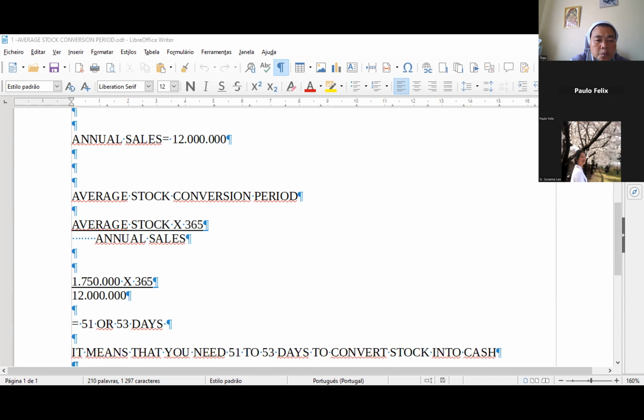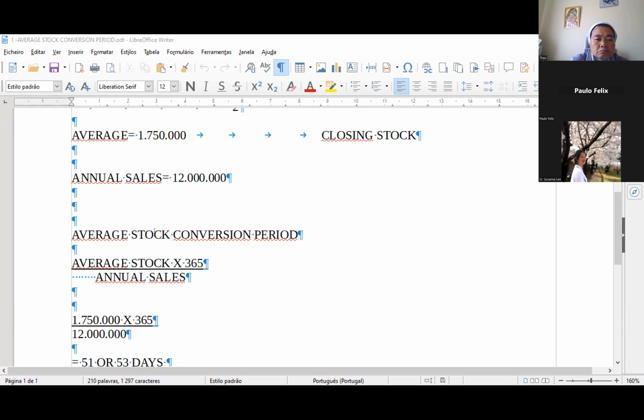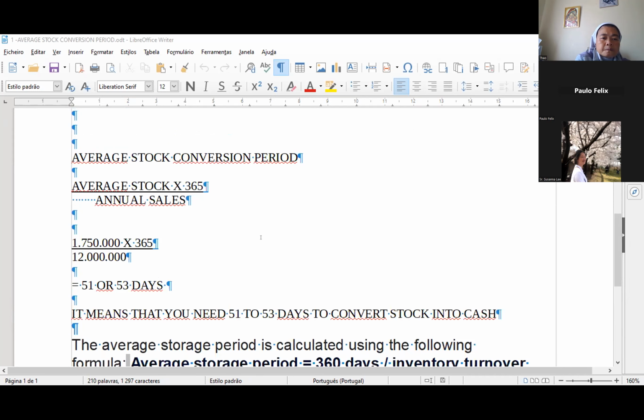It gives the result in your calculators. Some give 51, others give 53 because they have more numbers after the comma. So the average stock conversion, what you have in your stock in this case, takes either 51 or 53 days for this stock to be converted into cash.